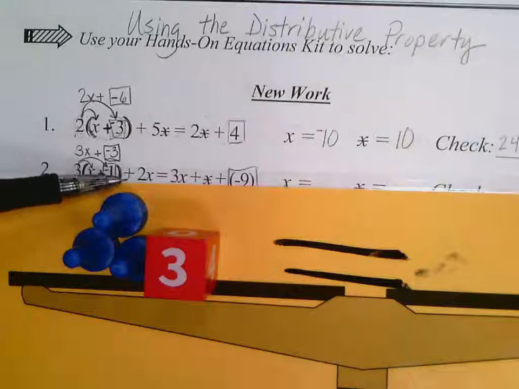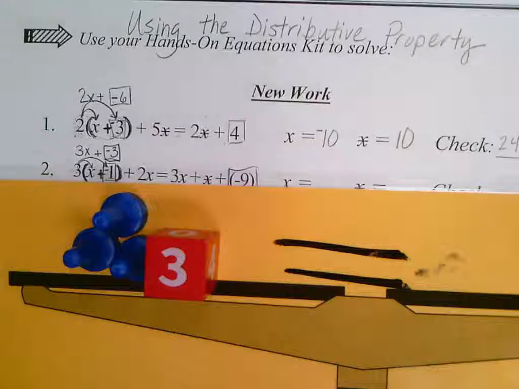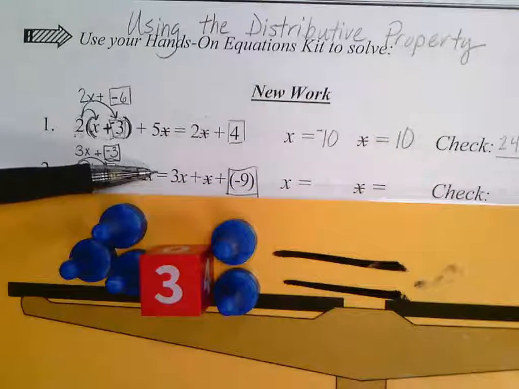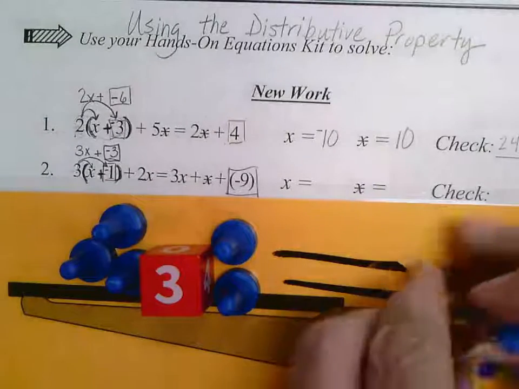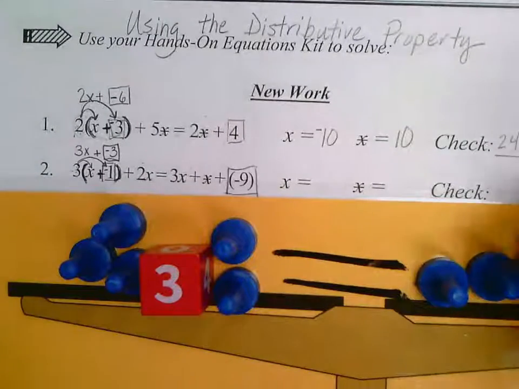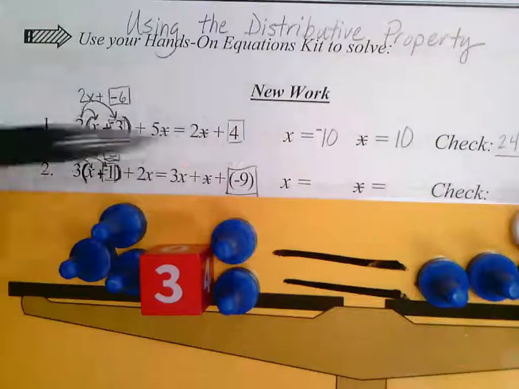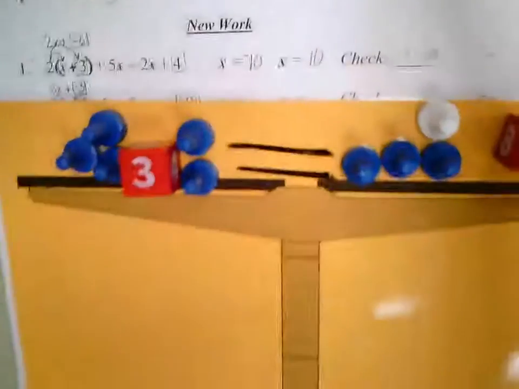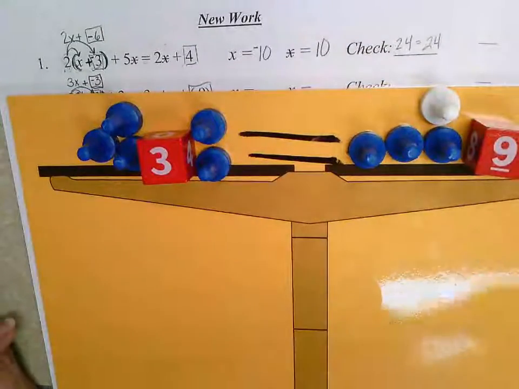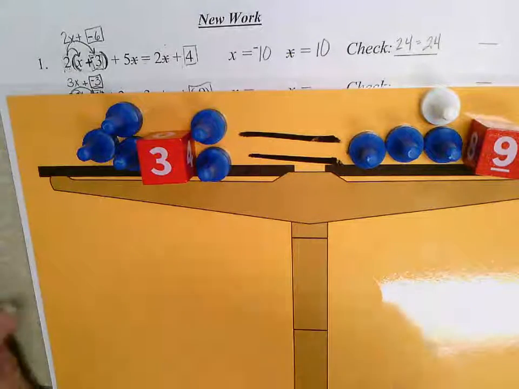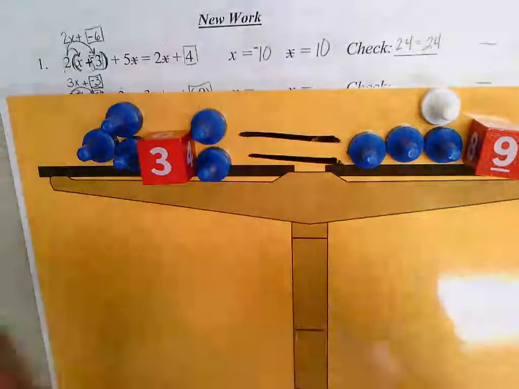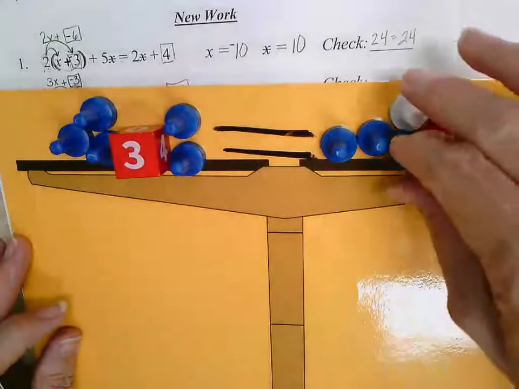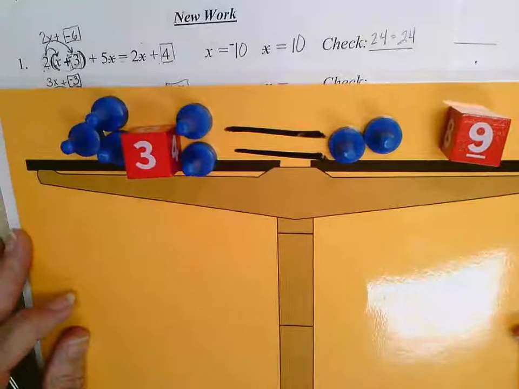Now I have to add 2 blue pawns. I'm still on the left side. And then on the right, I'm going to have 3 blue pawns and a white pawn and a -9 block. So now I can start looking at solving my problem. Pawns on both sides, numbers on both sides. The good news is the numbers are the same color. I have a 0 pair there, so I can simply take that away.